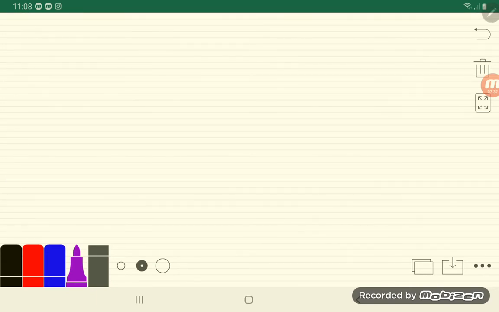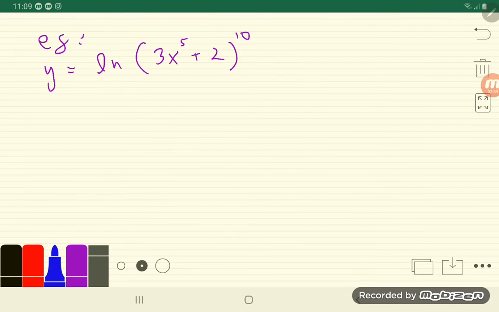Let us see the same example. Let's go back to the previous example, number 3, where y equals ln of 3x to the power of 5 plus 2, all to the power of 10. This is the question that we had just now. So for this kind of question, you can deal with approach number 2, where we apply the properties.